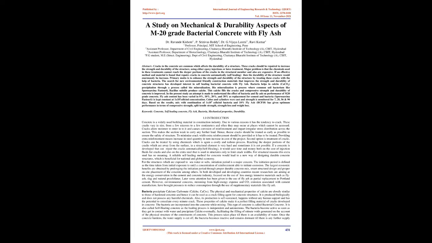In the present study, an attempt is made to understand the effect of bacteria and fly ash on the performance of M-20 grade concrete. Fly ash content has been varied as 0%, 10%, 20%, and 30% as replacement for cement, and bacteria, Sporosarcina pasteurii, is kept constant at 1x10^7 cells/ml concentration. Cubes and cylinders were cast and strength was monitored for 7, 28, 56 and 90 days.